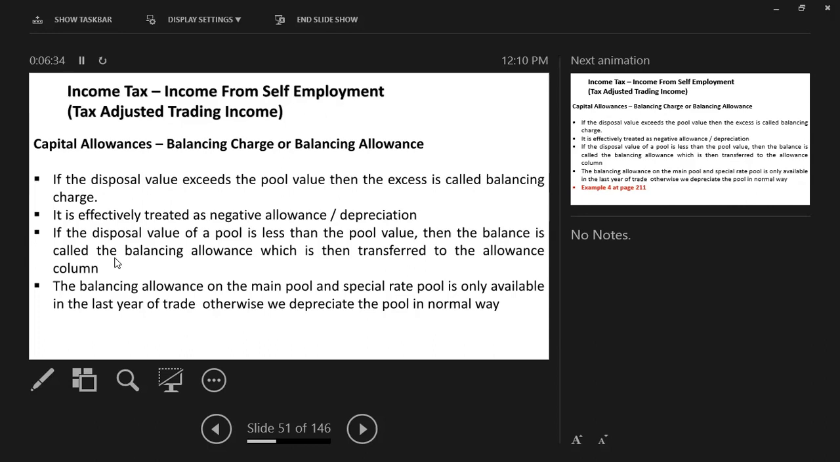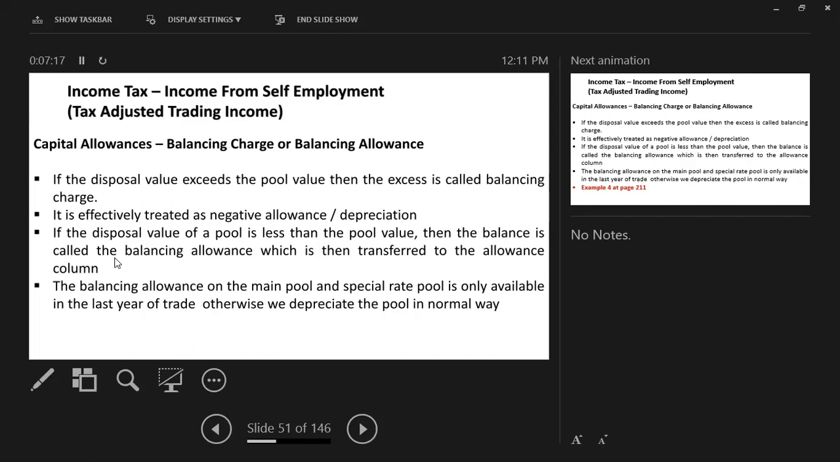So the last point is again, which I explained, the balancing allowance on the main pool or on the special rate pool. Balancing allowance will only occur if it is the last year of the trade. Otherwise, it will not be called balancing allowance. It is a balance on which you will charge WDA, written down allowance. Balancing allowance is a separate balance, just like a written down allowance. But the written down allowance is 18%, while balancing allowance is the whole amount. Whatever the amount of the balance is on that column, claim the whole amount.